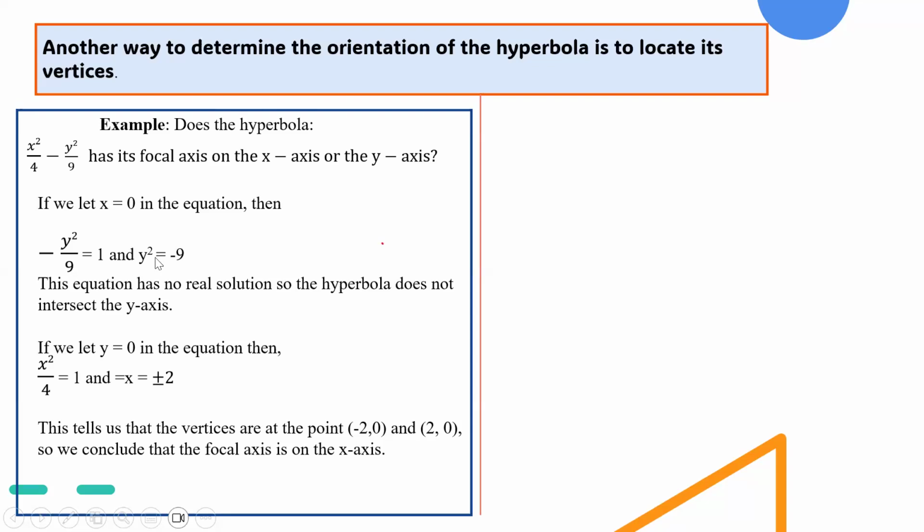And here we'll see that y squared will be negative 9. We cannot square root this negative number, so this equation has no real solution. So the hyperbola does not intersect the y-axis.